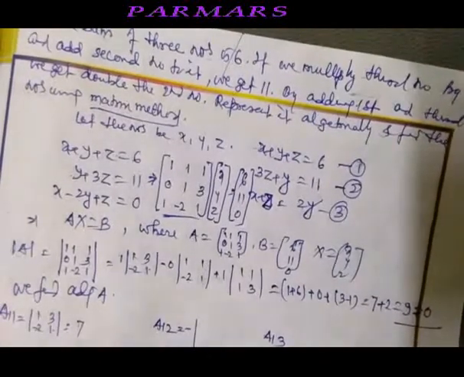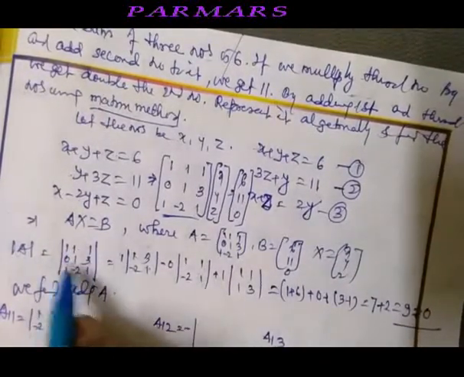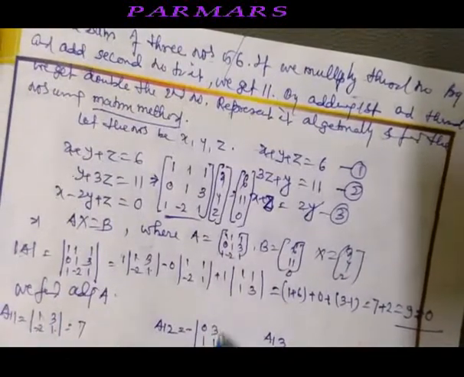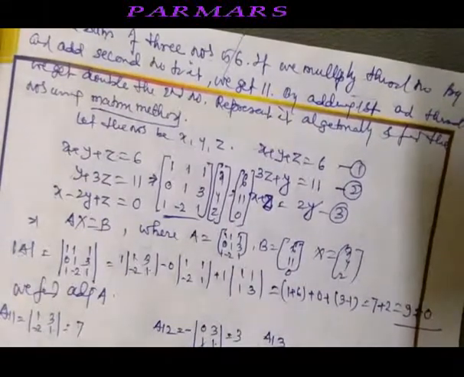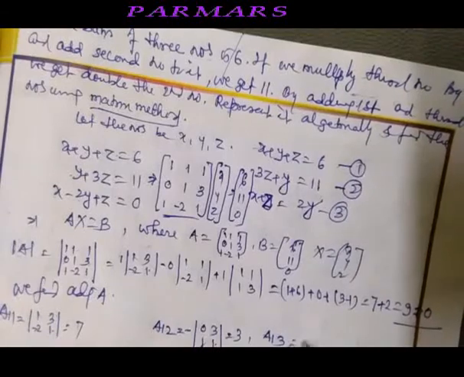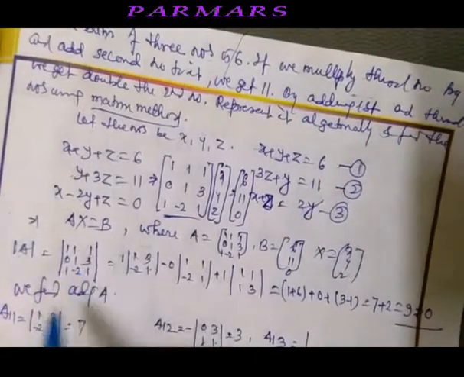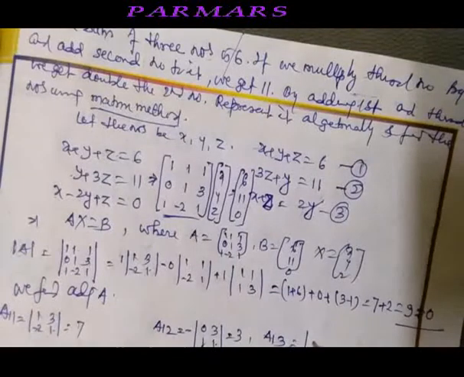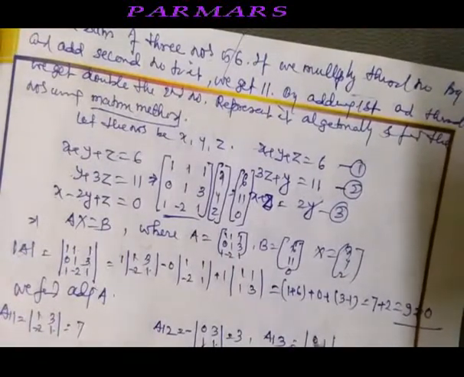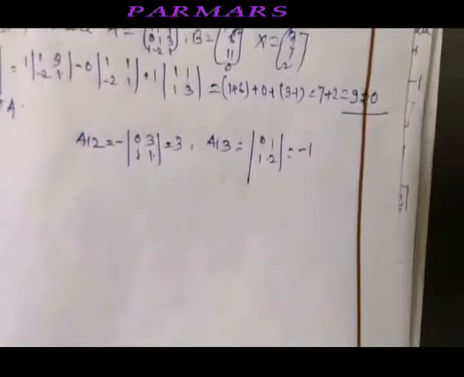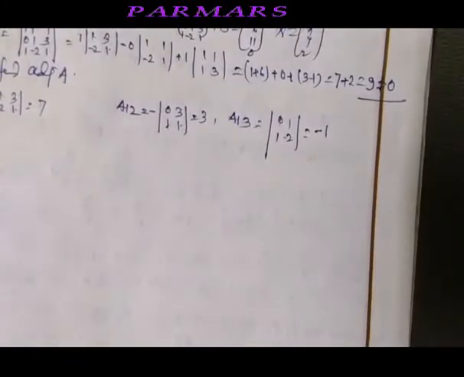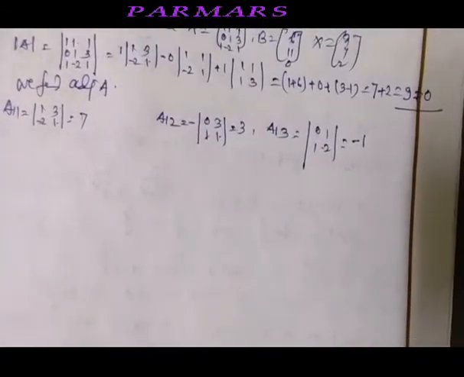Here it is minus. Delete first row, second column: 0 3, 1 1, simply you get 0 minus 3, which is -3, so with the sign it is +3. What is a13? Positive. First row, third column: 0 1, 1 -2, so it is 0 - 1 = -1. So this is the first row of the adjoint.